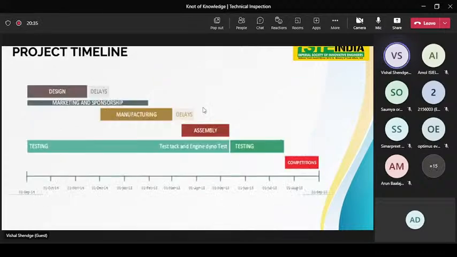This is the project timeline that we have to follow, or you can change it accordingly yourself. For designing purpose, 2 to 3 months of time is sufficient. Along with that, marketing and sponsorship, manufacturing, assembly, and testing. This is the schedule of the project that we have to follow, and you have to consider delays also in designing and manufacturing.